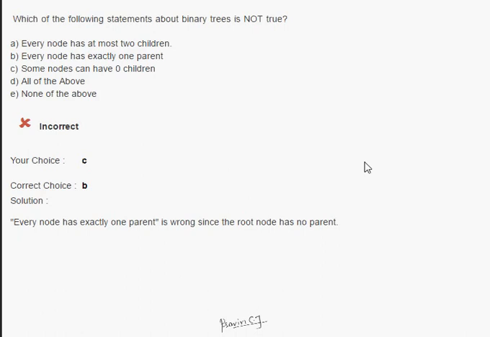The question is regarding which statement about the binary tree is not true. The false statement is that every node has exactly one parent. That is not the case. Some nodes can have zero children. Yes, it is true, because the last one, the leaf node, has zero children. And in a complete binary tree, you can see such a scenario, the last one has zero children.